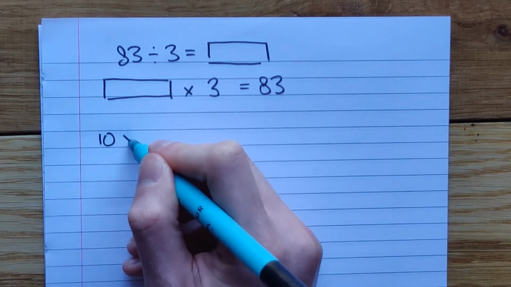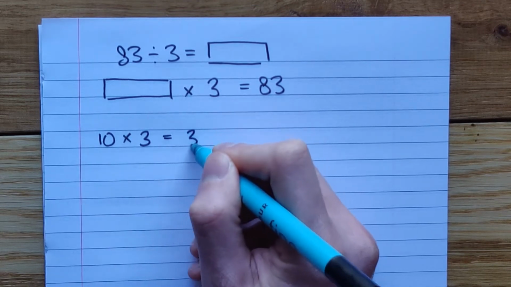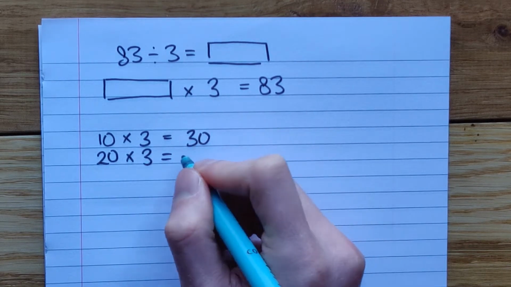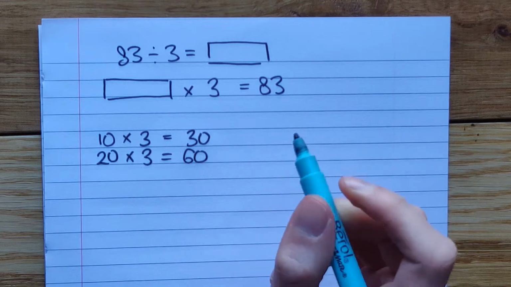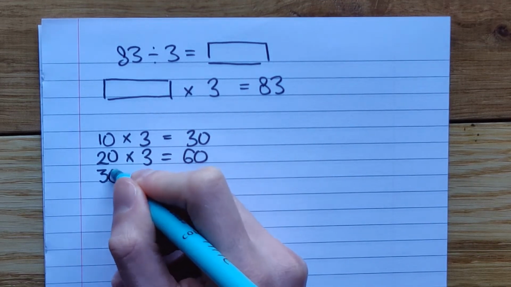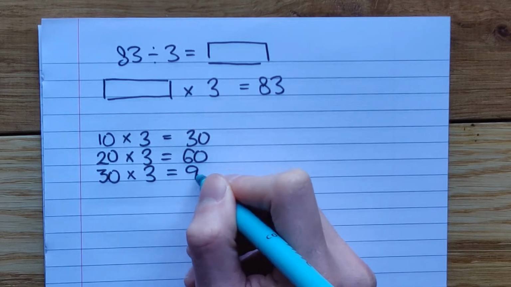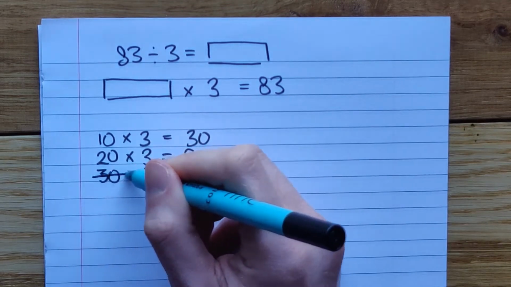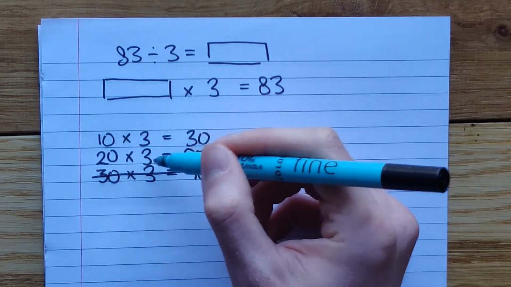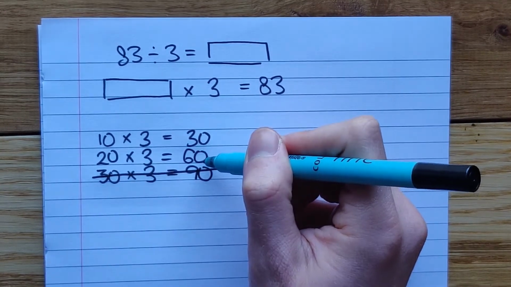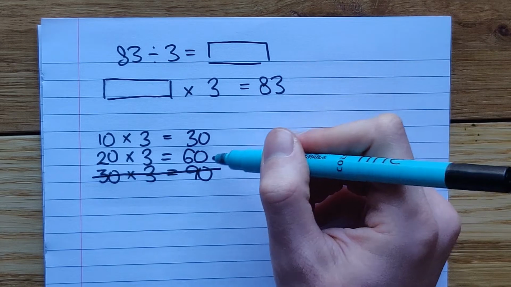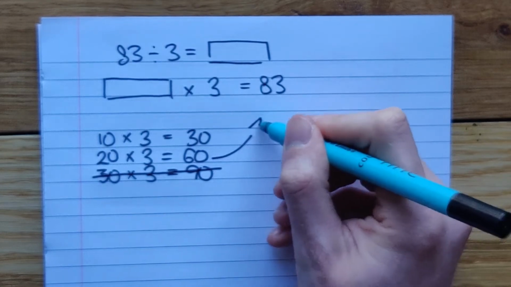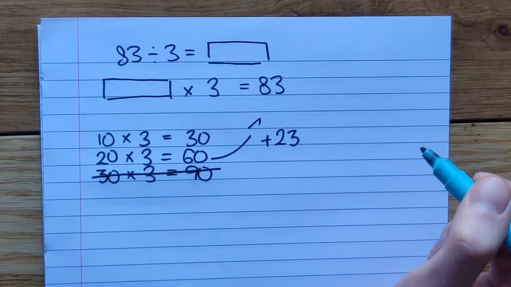The first thing that we want to know, we know that 10 times 3 is 30. Because of what we've been doing this week, we should also know that 20 times 3 is 60. And using the same logic, 30 times 3 would be 90. But we want to know how many times 3 fits into 83. 90 is going to be too high. So we know that it fits in 20 times into 60, but we wanted to go up to 83. So if we wanted to get up to that 83, we've got to add on 23 more.